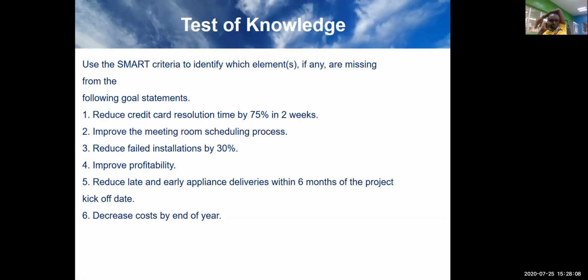What do you think is wrong with that? Improve the meeting room scheduling process. Not time bound. Okay, yeah. Not measurable. It is not measurable, yes, from when to when. Not relevant.